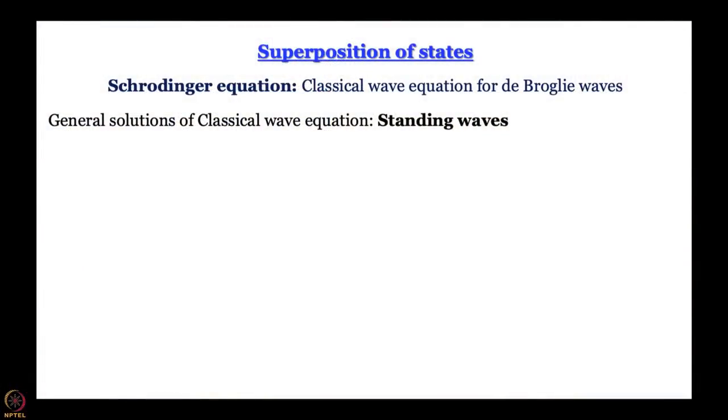And this came from, once again, remember, these are all postulates, you cannot prove them, but even a postulate has to have some basis. The basis of this postulate is that if you go back and think what Schrodinger equation is, it is essentially a classical wave equation for de Broglie waves. And it is known for classical equations that the general solutions are standing waves. Standing waves means waves in which the position of the nodes do not change.